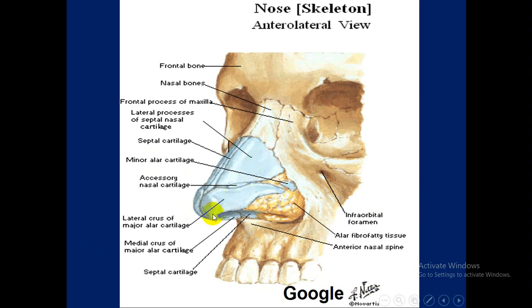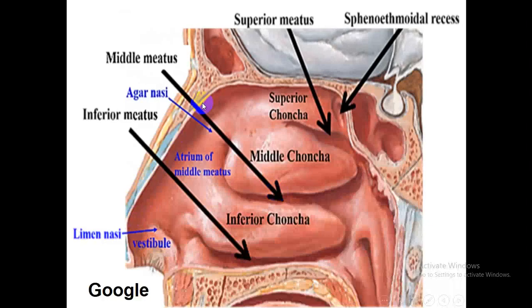This nasal cavity is divided by the nasal septum into two cavities, which are mostly not equal. Each cavity has a roof, a floor and a lateral wall. The medial wall is the nasal septum. Now the roof.